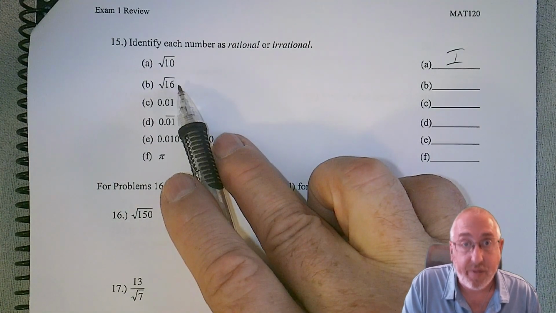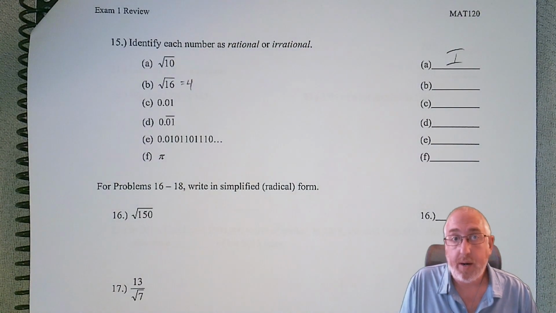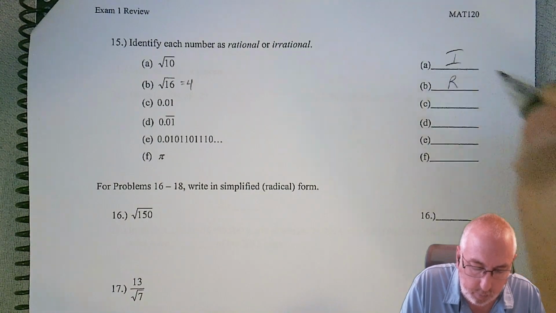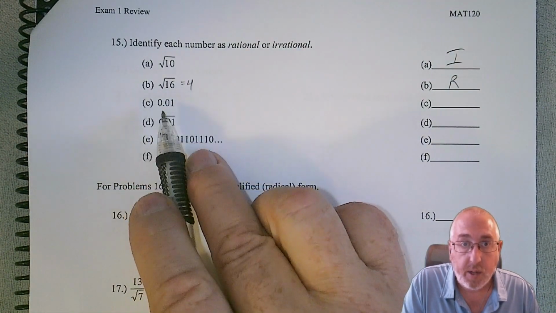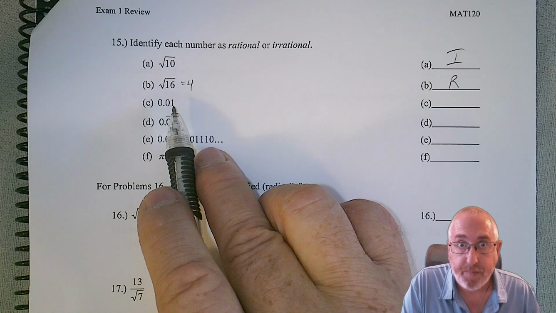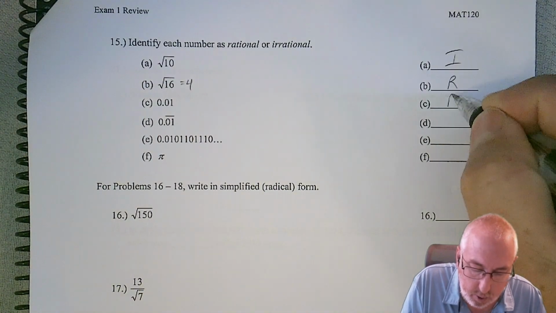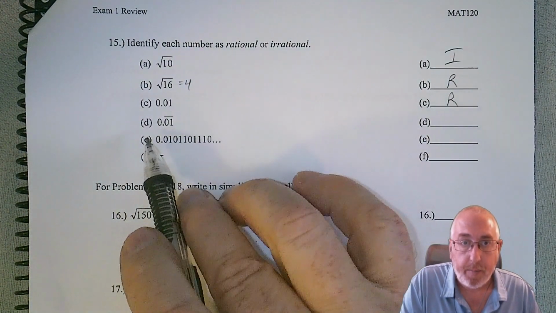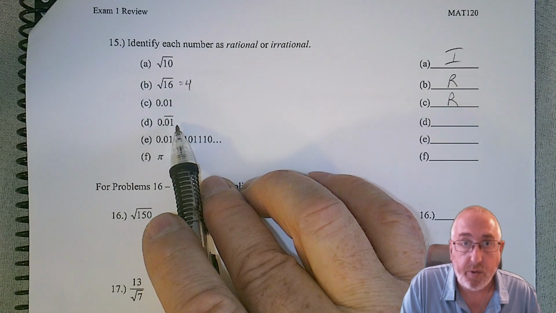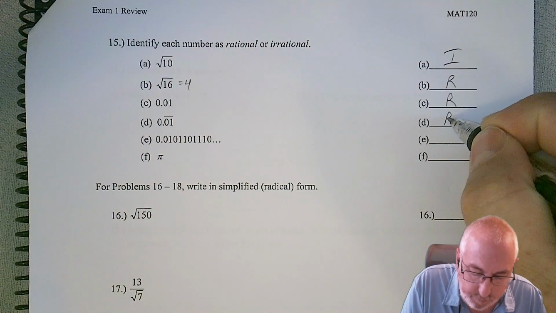Square root of 16, on the other hand, is nice. It's a perfect square. So in this case, because it's terminating, it would be rational. 0.01, again, there's no other decimal places. It's finite, so it stops. In this case, it must be rational. 0.01 with an overbar, well, again, that means repeating. So by definition, that is rational.